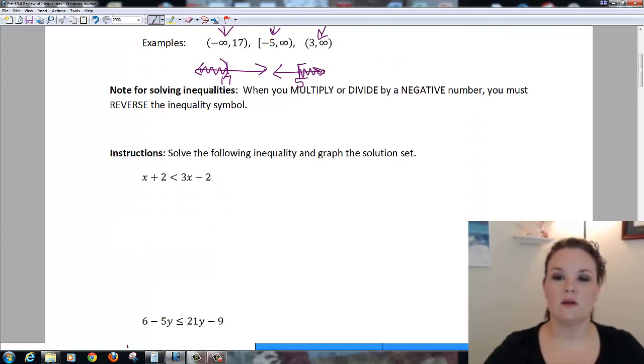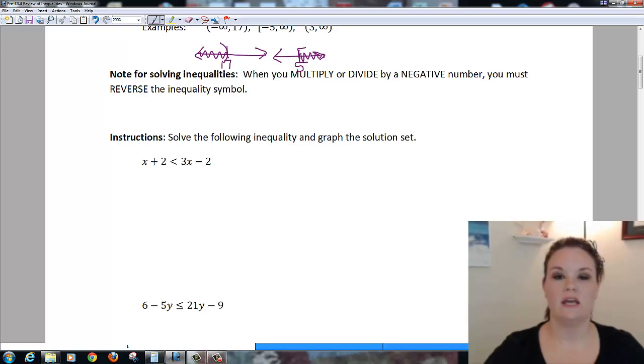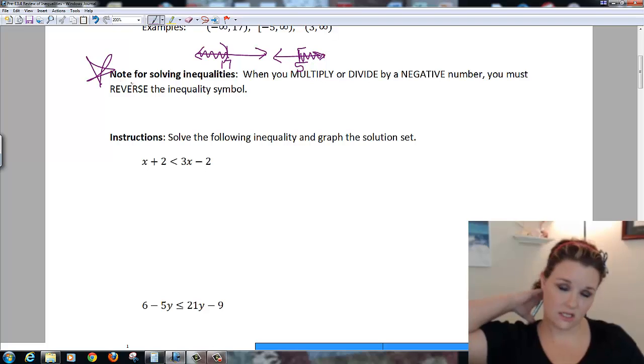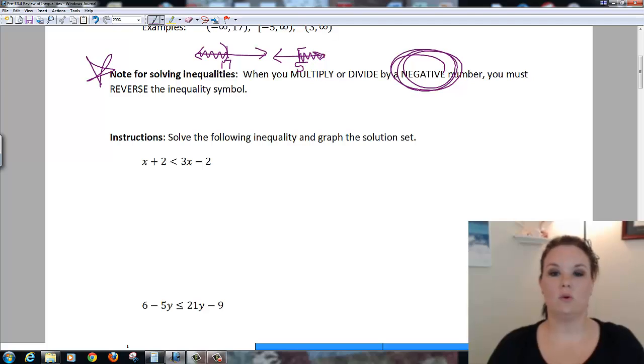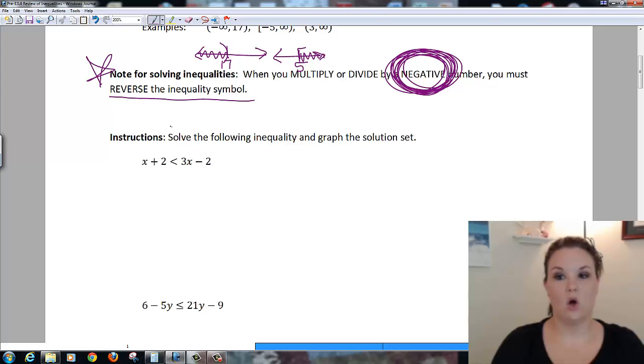The other thing I want to point out really quick before we get into solving is that we're going to solve inequalities exactly the way we solve equations. There's only one little change, and that is when we're solving inequalities, when you multiply or divide by a negative, only by a negative, you must reverse the inequality symbol. Let me show you an example of why we have to do that. We all agree that -1 is less than, say, 10, right? -1 is less than 10.